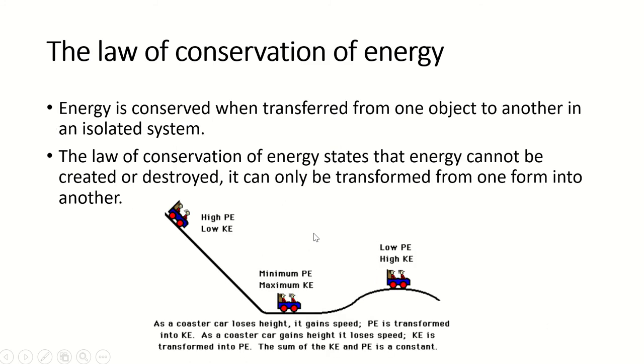Now, the law of conservation of energy is that energy is conserved when energy is transferred from one object to another, but in an isolated system. So it has to be free of external forces such as friction and air resistance. If you're asked to define the law of conservation of energy, it states that energy cannot be created or destroyed. It can only be transferred or transformed from one form into another.